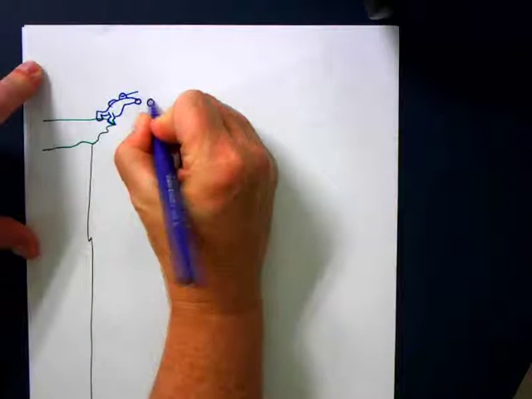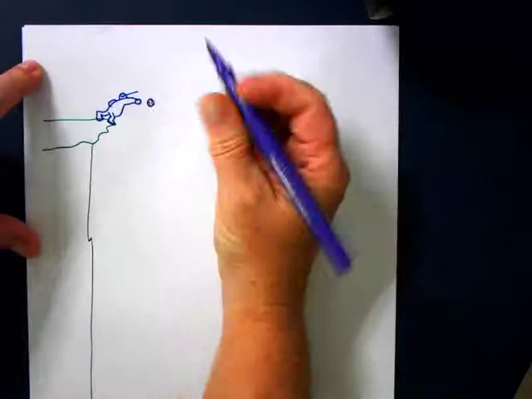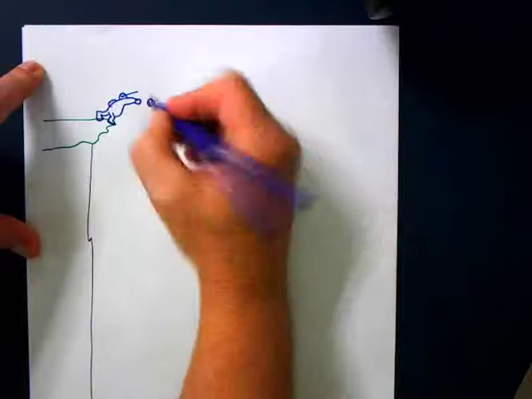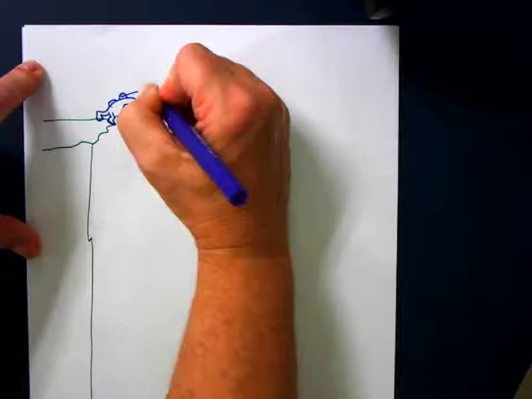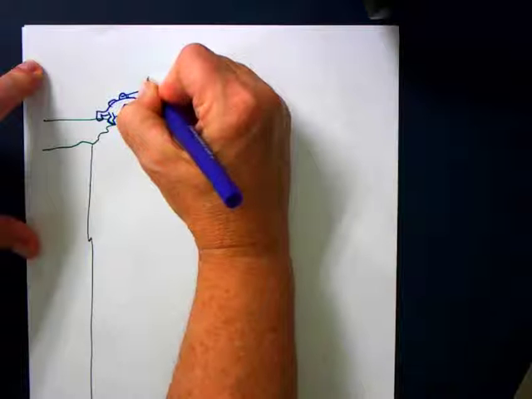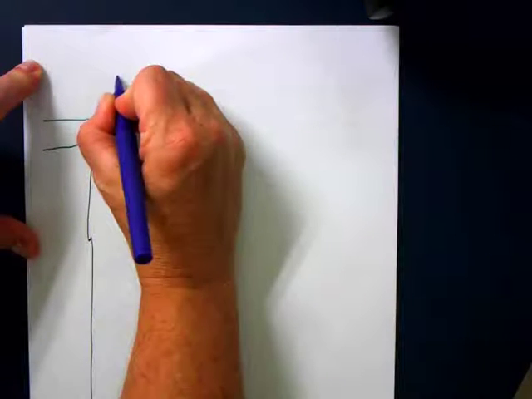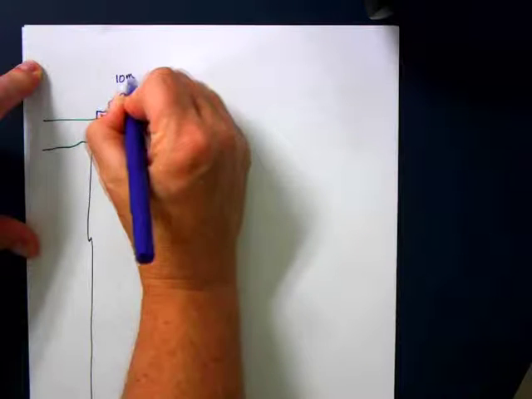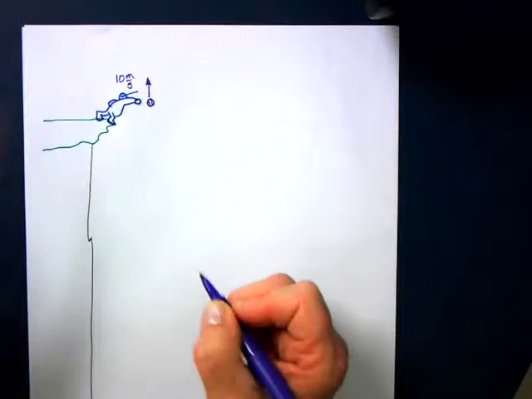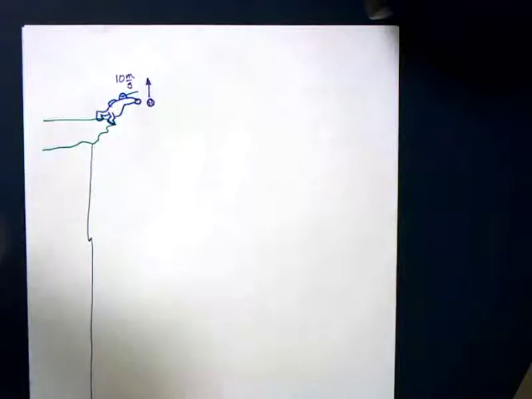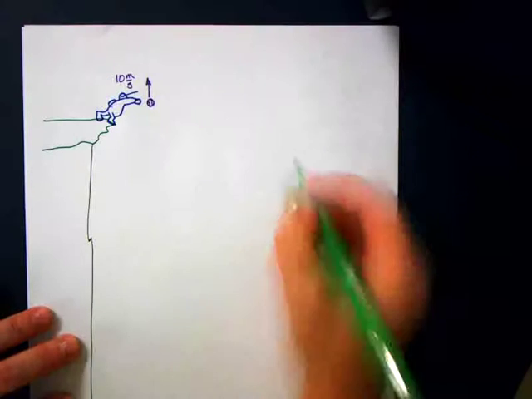And he's going to take a ball, and he's going to throw the ball up with an initial velocity of 10 meters per second. Gravity will do what to the ball? Pull it down. Yeah, it wants to pull it down.